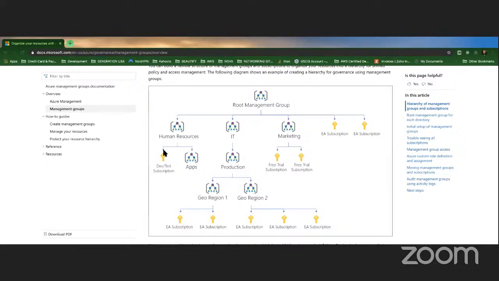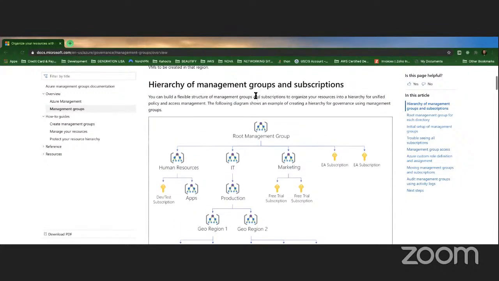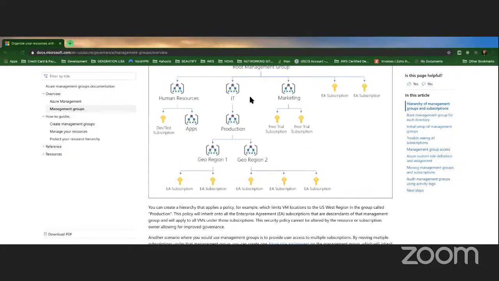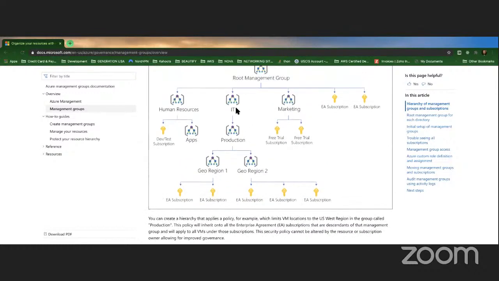another subscription. Okay. And then you have this management group, production, and then inside production, you have this management group for Geo Region 1, and then Geo Region 2, right? And then you have two subscriptions on this one, and then a subscription here. But don't forget that there's a subscription in the main account, okay? Whenever you create an account, you have to have a subscription. So you may have several subscriptions inside, and it goes down up to 6 levels of depth.